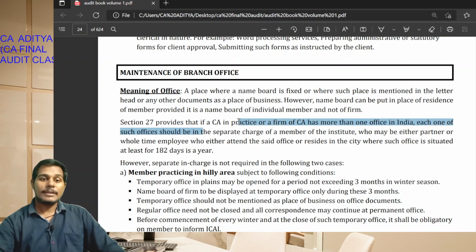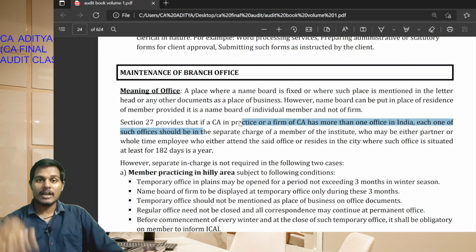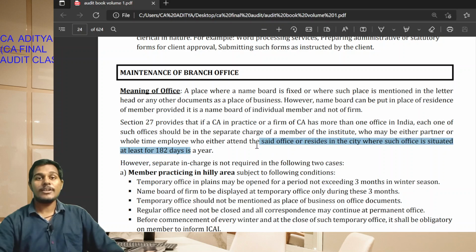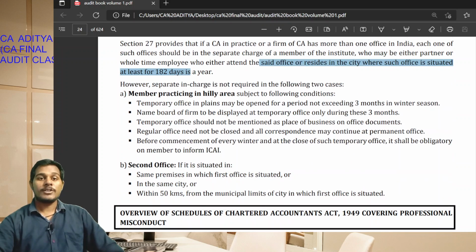Okay students, if a CA in practice or a firm of chartered accountants has more than one branch in India, then there should be a separate in-charge who is a member of the institute, either a partner or whole-time employee, who should attend for 182 days. But in the following situations it is not required for such branches: the opening of a temporary office in the plains for a period of 3 months, where the office documents should not contain details of this temporary office. The chartered accountant should inform the ICAI before opening or closing that temporary office, and the name board should display the temporary office only for a period of 3 months.